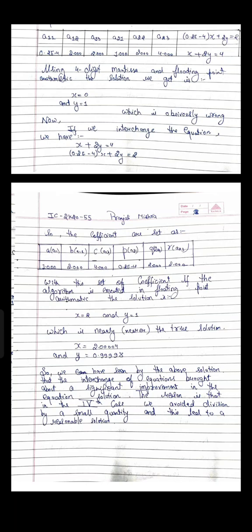So we have seen from the above solution that the interchange of equations brought about a significant improvement in the solution. The reason is that in the fourth case, we avoid division by a small quantity, and this leads to a reasonable solution. That's all for question 1.